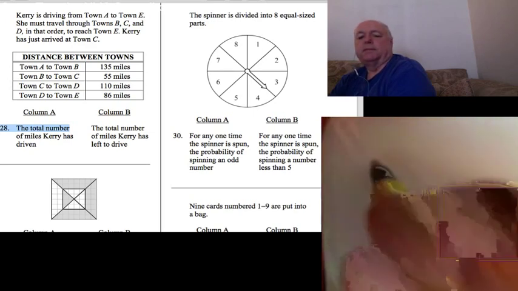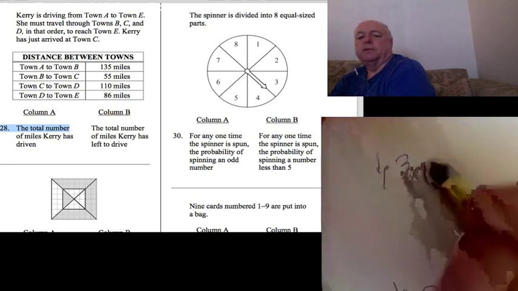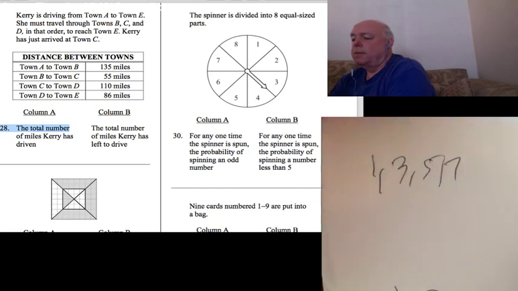1, 3, 5, and 7. Right? There's no other odd numbers. So our probability there is 4 out of 8, or a half.